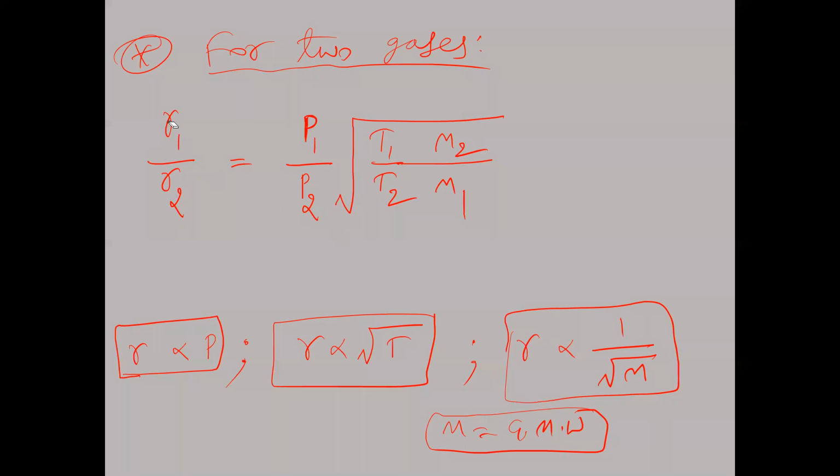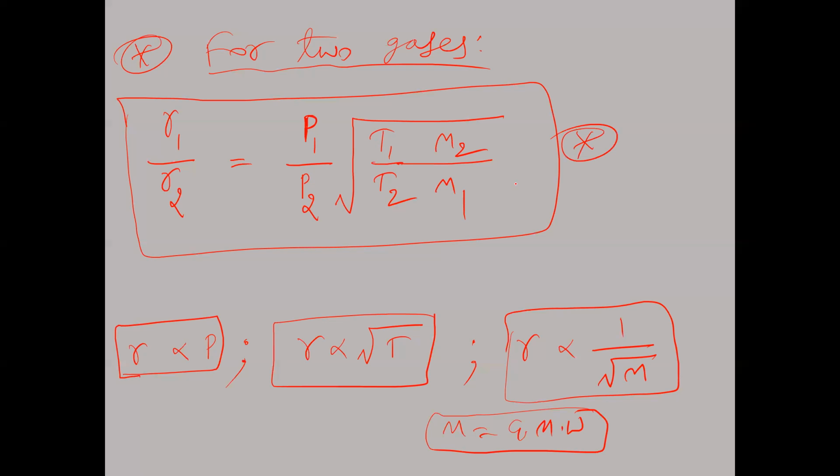This way we got the formula. R1 by R2 is equal to P1 by P2 into under root T1 M2 by T2 M1. Okay, so in this way, this formula is the most important formula for numerical problems. This formula is to be remembered here. Very important formula. Let's take the screenshot of this one.